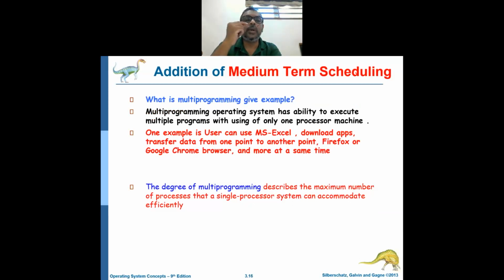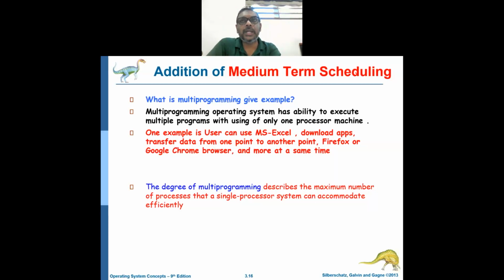Multi-programming, give example. A multi-programming operating system has the ability to execute multiple programs using only one processor machine. One example is a user can use Excel, download apps, transfer data from one point to another point, use a Firefox or Chrome browser, and more at the same time. So multi-programming means the system can run more than one program by just using one processor, which we are doing now.